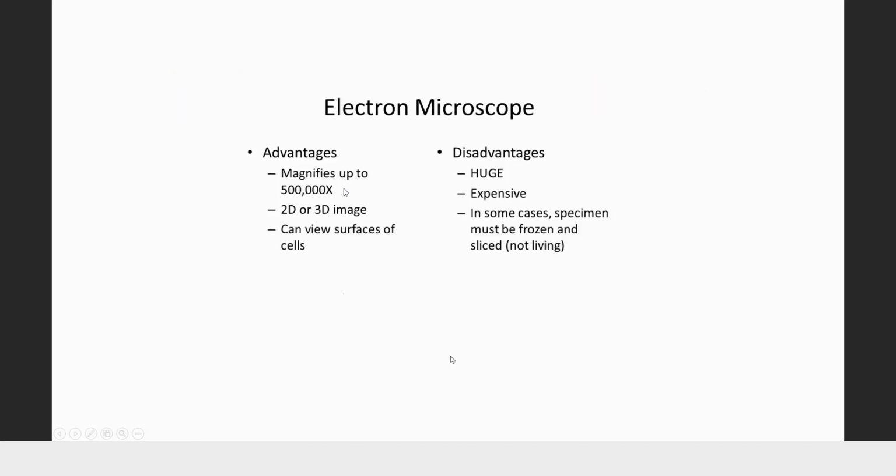Okay, these are the general advantages of the electron microscope. First of all, if you have a sample, you can magnify it 500 times. You can observe in 2D or 3D, and you can also observe the surface of the cell with a scanning microscope, scanning electron microscopy. As for disadvantages, the equipment is not small, it's very big, it occupies a big room, it's very expensive, and in some cases the specimen needs to be kept frozen. Okay, these are some of the disadvantages.